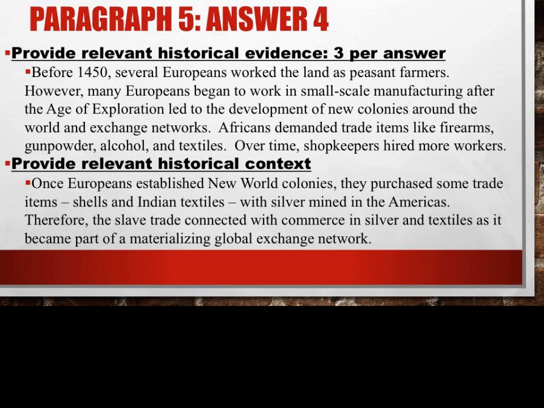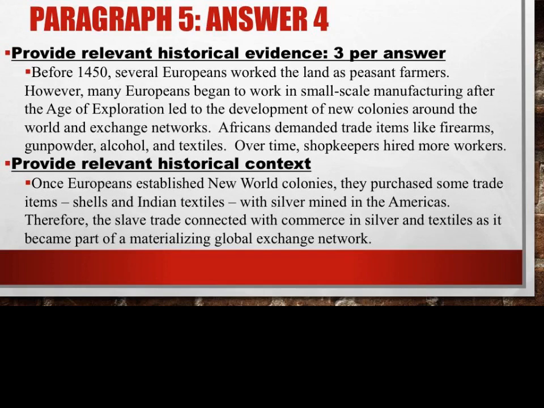And here's your context for answer 4. Once Europeans established New World colonies, they purchased some trade items: shells and Indian textiles. They actually used the shells for money in parts of West Africa, and bought Indian textiles with silver mined in the Americas.